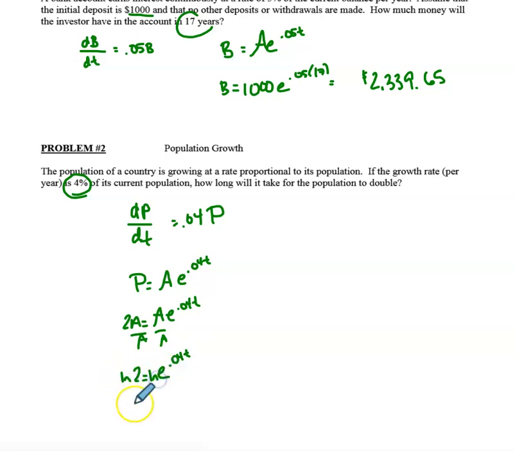So I can take the natural log of both sides of the equation. And I get the natural log of 2 equals, and then of course I've composed inverses here, so I'm left with 0.04t. So t equals the natural log of 2 divided by 0.04, that will be my doubling time. And when I plug that into my calculator, I find out it is approximately 17.329 years.